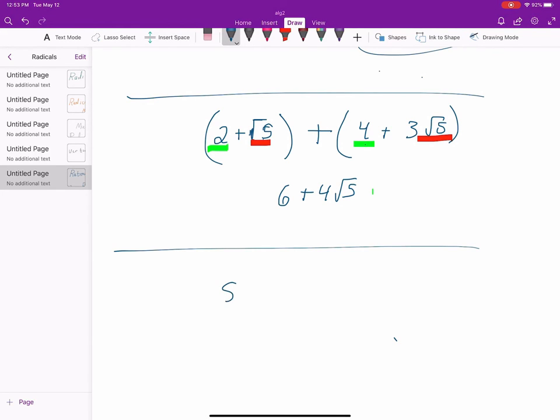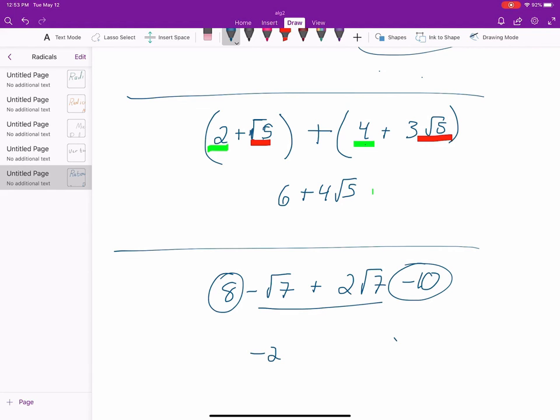So if we have 8 minus the square root of 7 plus 2 square roots of 7 minus 10. Here we can do these numbers, obviously. That's going to be a negative 2. And here, since they both have a 7 underneath, we can add those up. So we have negative 1 square root of 7 plus 2 square roots of 7 gives us 1 square root of 7. And that's it. That's how you add and subtract them. It's pretty straightforward, not bad stuff.